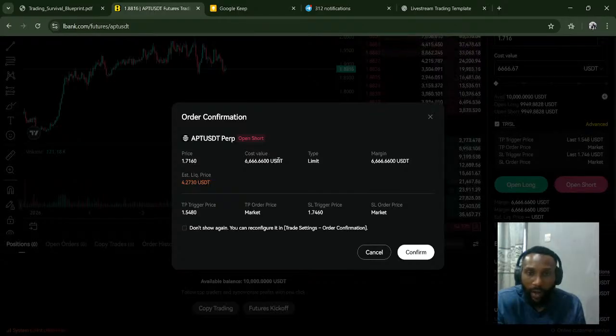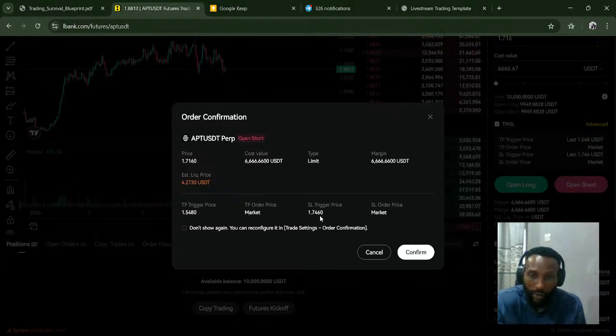Our entry price, our cost value, the type limit, our margin, estimated liquidation. Always come and check that the estimated liquidation price for a short is higher than your stop loss. Always make sure of that. Then if you are going long, make sure that your estimated liquidation price is lower than your stop loss, and it should give a serious gap. You can see the gap: 4.2 something USDT, whereas our stop loss is 1.7 or thereabout.